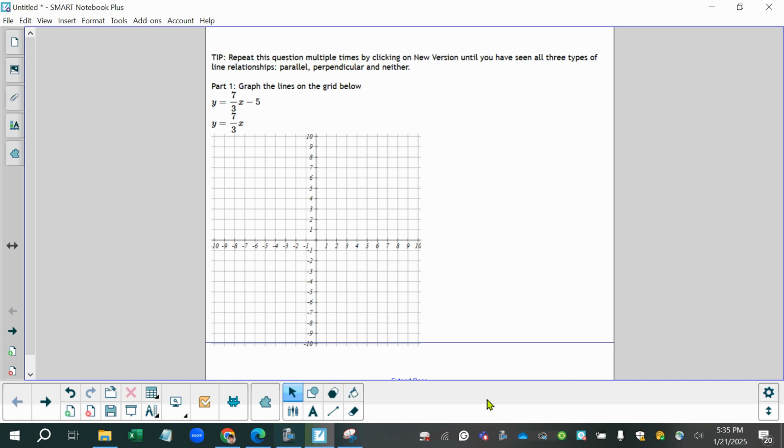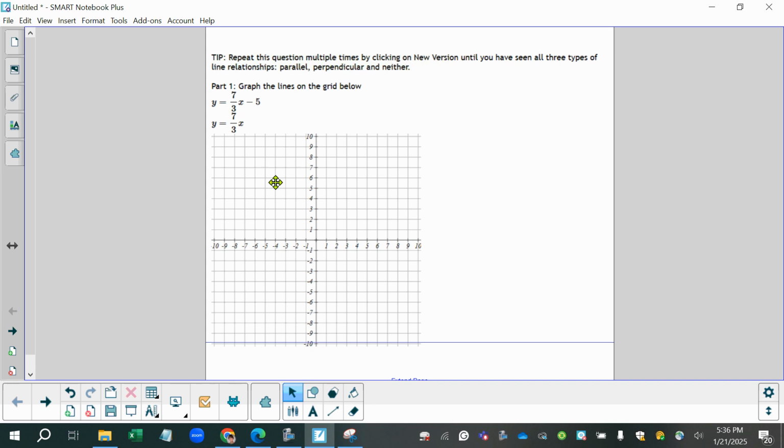This question is asking us to graph the lines on the grid below, the lines that would go along with these two given equations here. And the tip above says to repeat this question multiple times by clicking on New Version until you've seen all three types of relationships, including parallel, perpendicular, and neither.